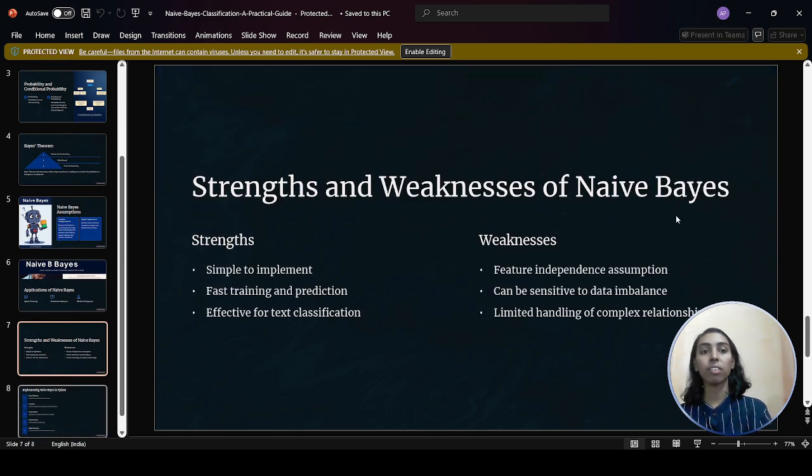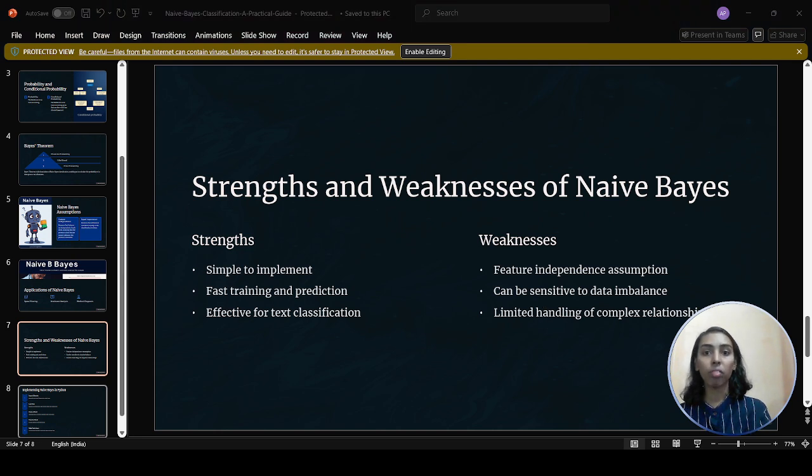Strengths and weaknesses of naive Bayes. The strengths of naive Bayes are that it is simple to implement, has fast training and prediction, and is effective for text classification. The weaknesses are the feature independence assumption, it can be sensitive to data imbalance, and it has limited handling of complex relationships.